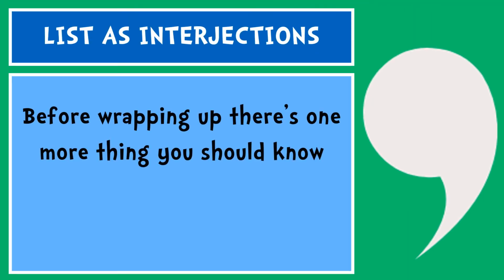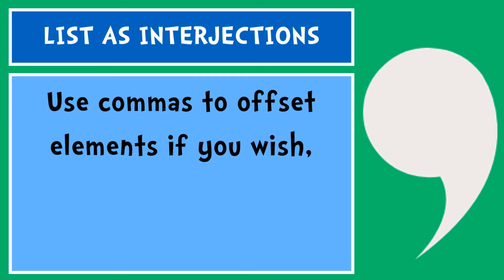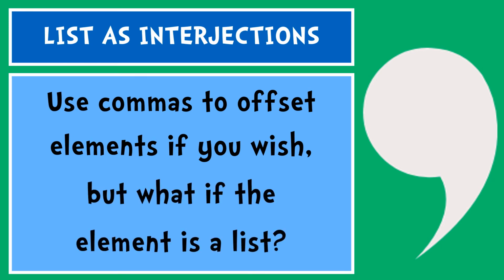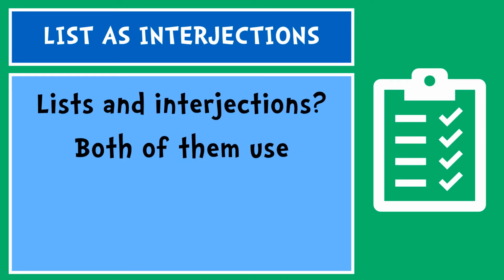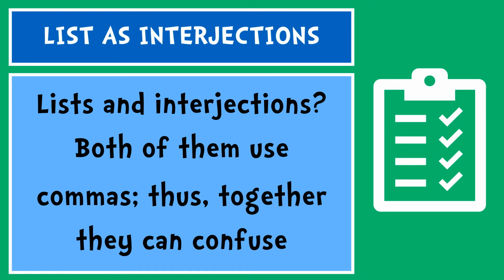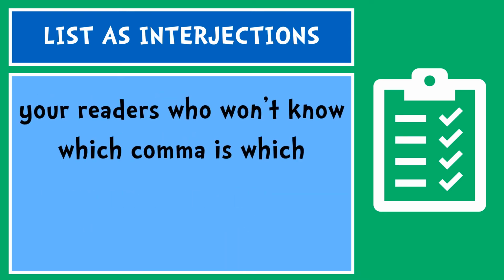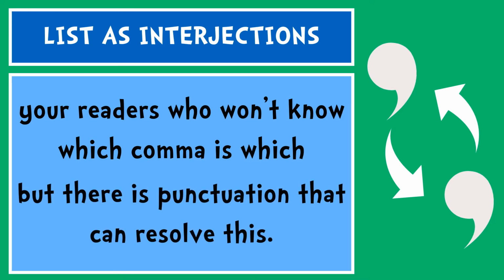Before wrapping up, there's one more thing you should know regarding how interjections are opened and closed. Use commas to offset elements if you wish, but what if the element is a list? Lists and interjections, both of them use commas, thus together they confuse your readers who won't know which comma is which, but there's punctuation that can resolve this.